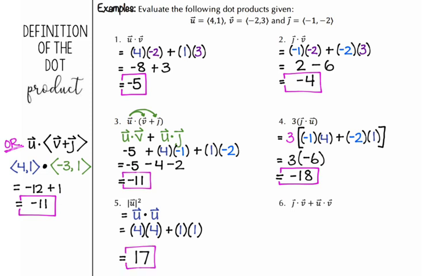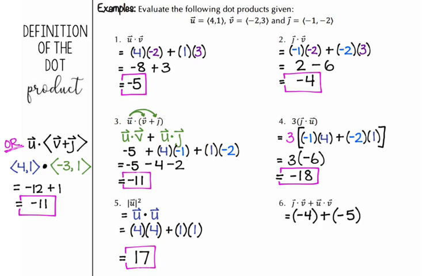And remember that this also means that the magnitude of u was the square root of 17. So you could say, oh, wait, if the magnitude is the square root of 17, then the magnitude squared is just 17.